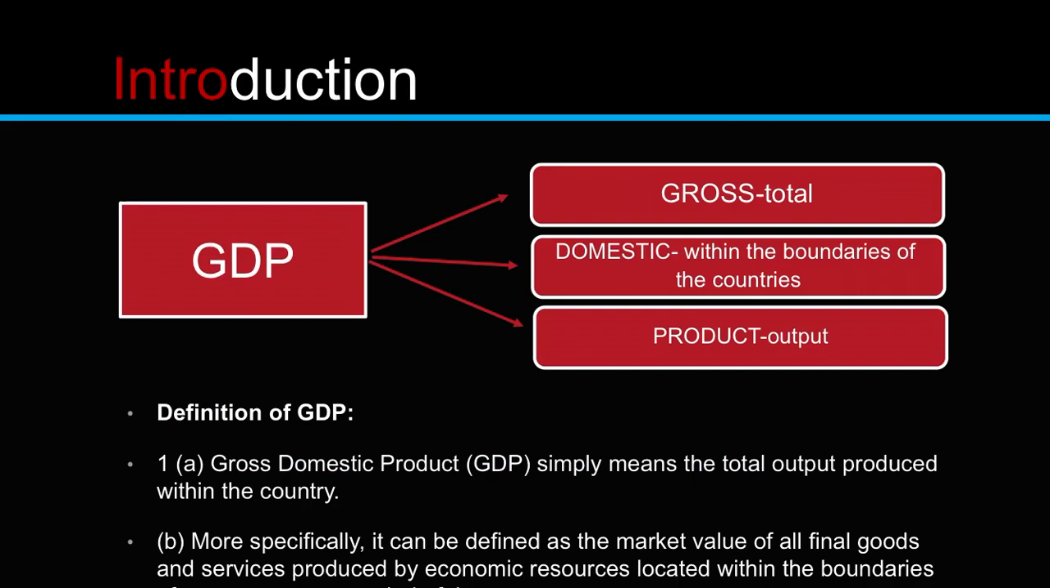There are two types of goods: finished goods and unfinished goods. GDP does not include unfinished goods; it only includes finished goods. Unfinished goods means intermediate goods. Finished goods means the final good, which is ready to consume. So GDP can be defined as the market value of all final goods and services produced by economic resources located within the boundaries of a country over a period of time.